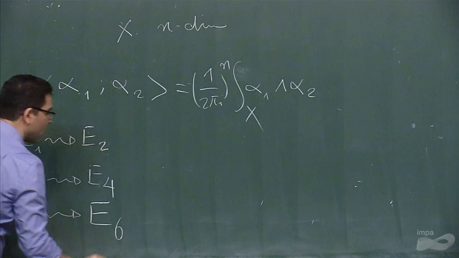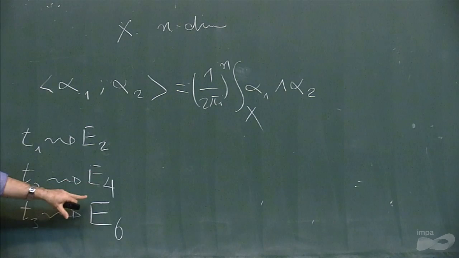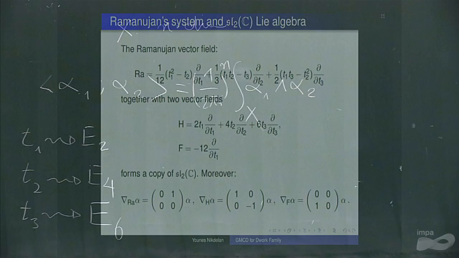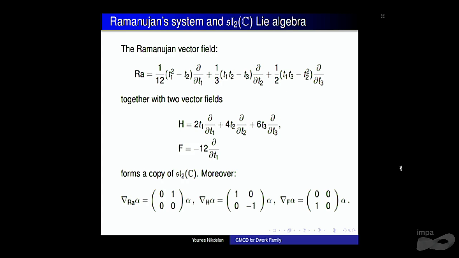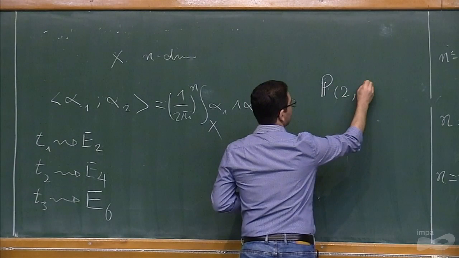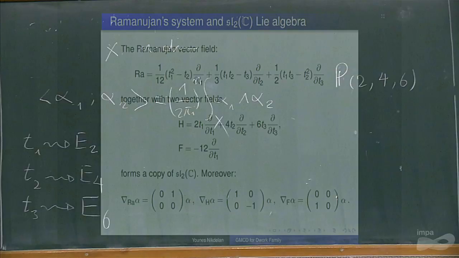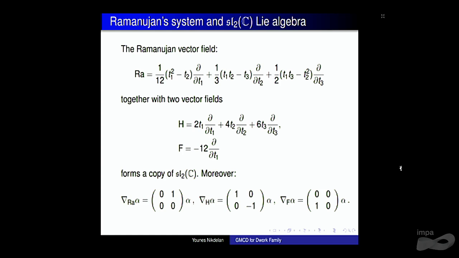So what is the weight of E2? E2 is a quasi-modular form of weight 2. E4 is a modular form of weight 4. And E6 is a modular form of weight 6. And we can see that the vector field that we have here, if we consider it in the weighted space P(2,4,6), is the radial vector field. And these constants here are exactly the weights of T1, T2, and T3.